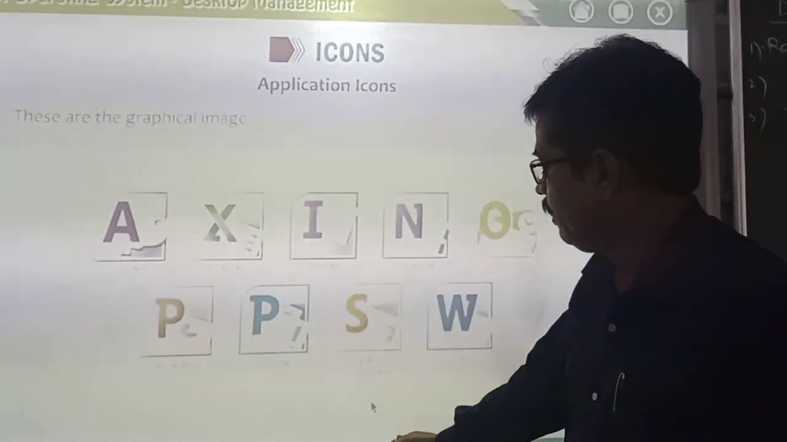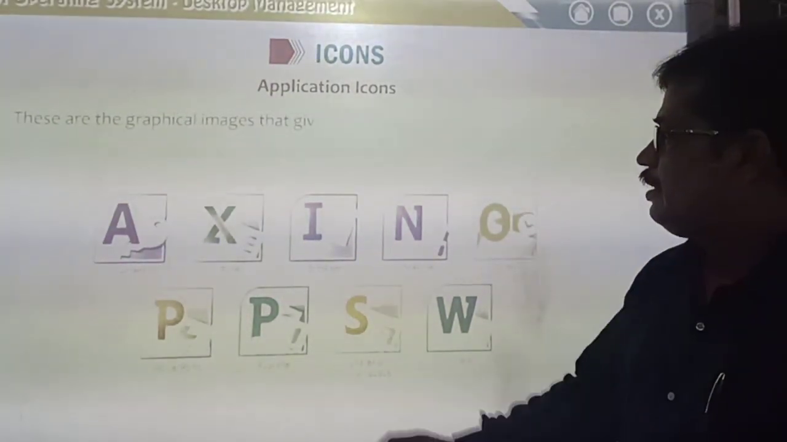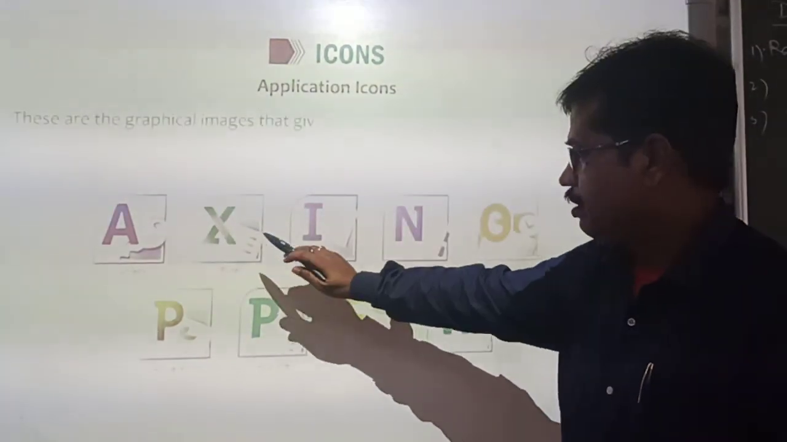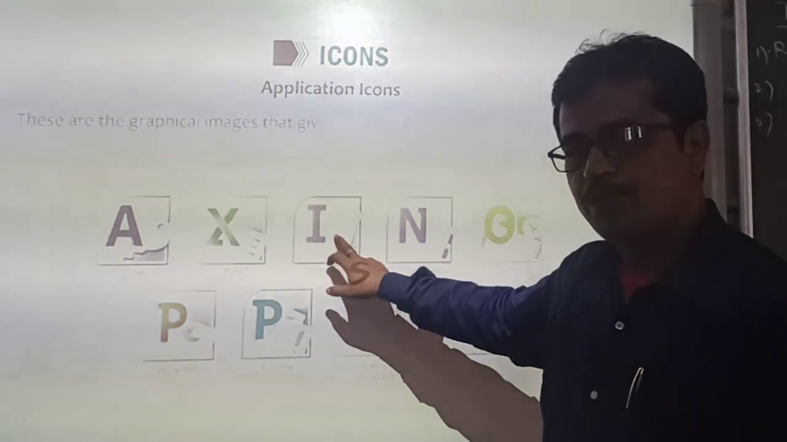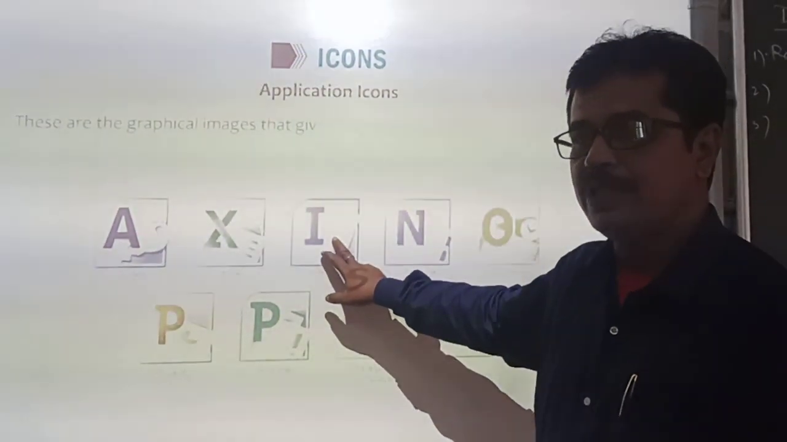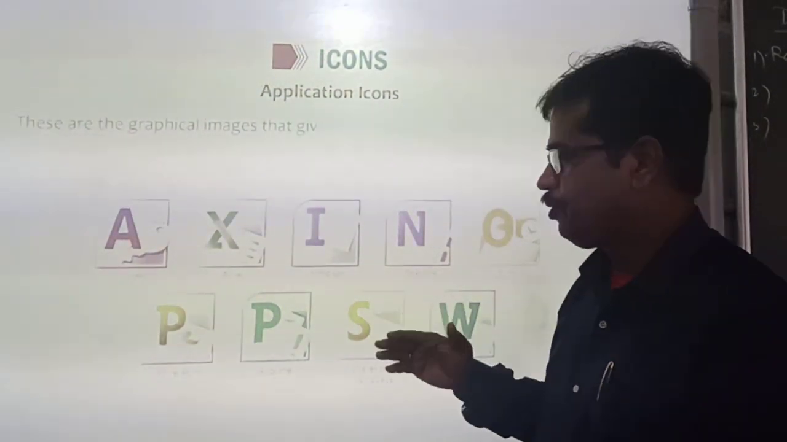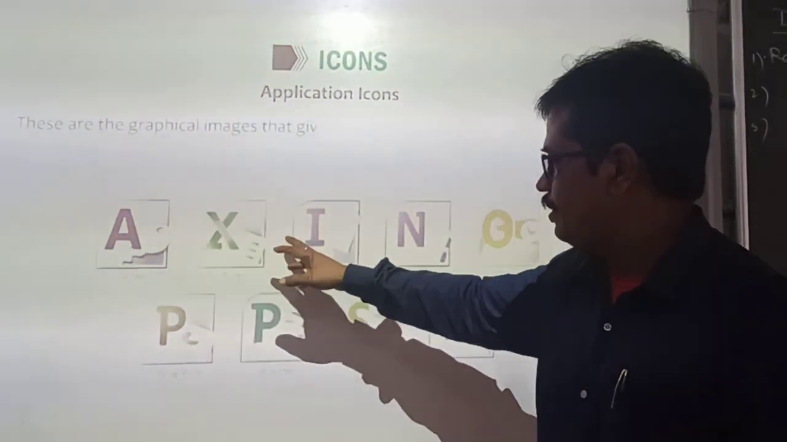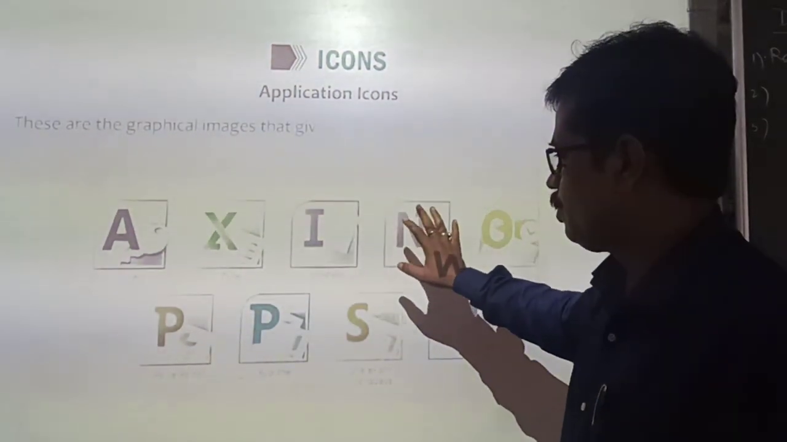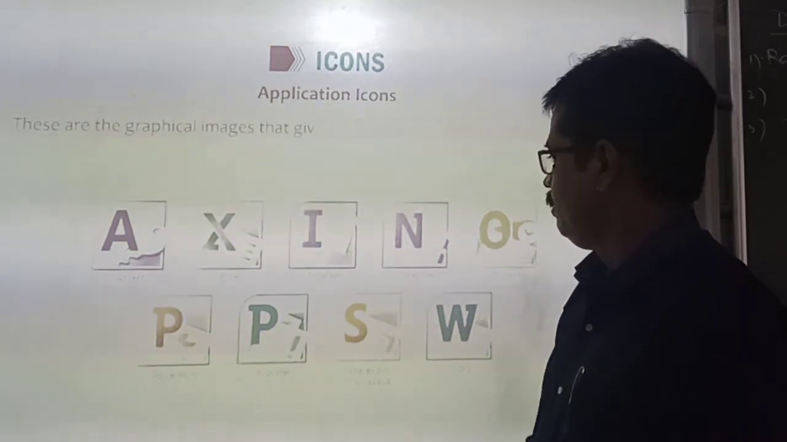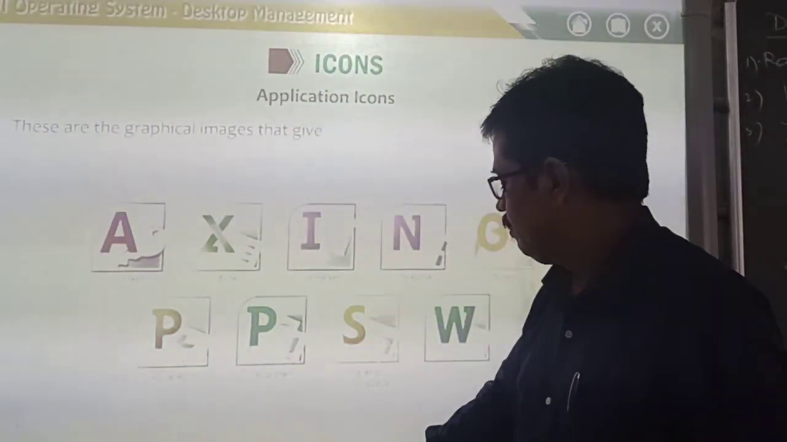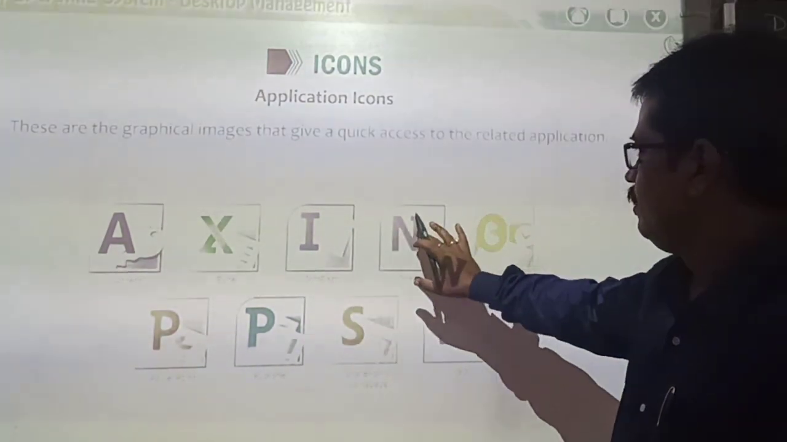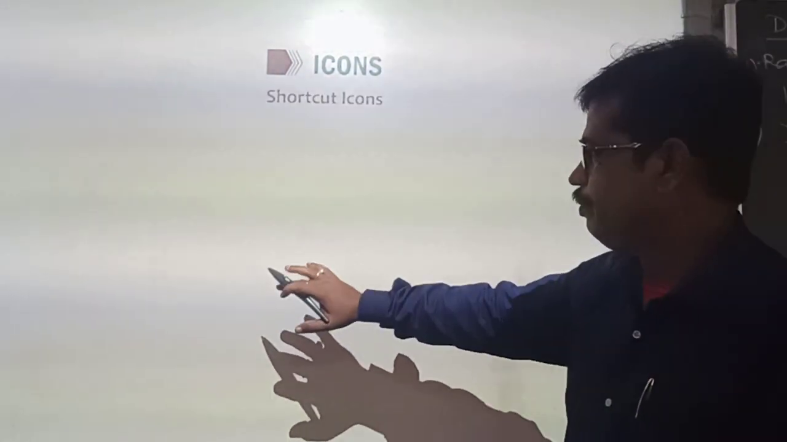Now application icons. These are graphical images. Can you see? These are the application icons for the programs. Application programs, you know, application software and system software. So these are the application software, application programs stored in your computer. This type of icon is known as an application icon, which gives you quick access to the program.